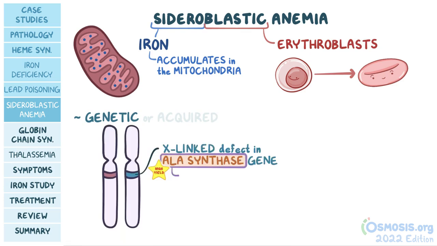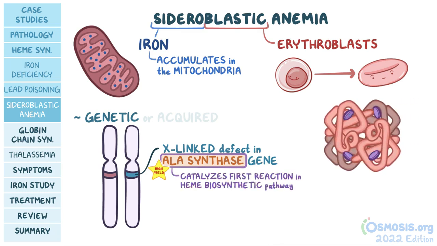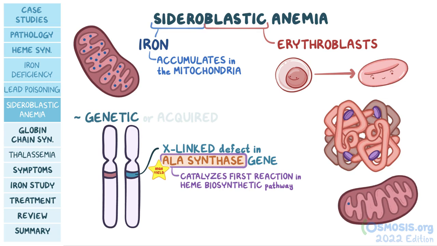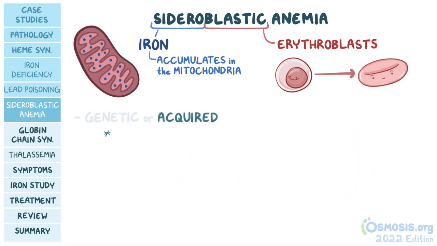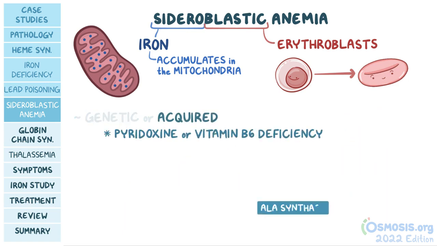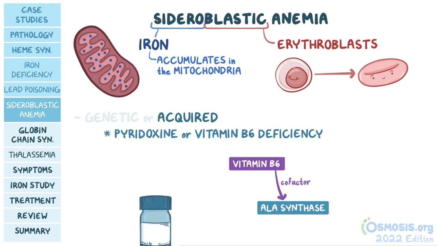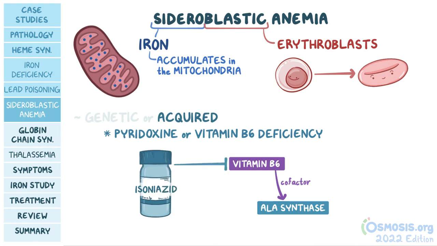ALA synthase normally catalyzes the first reaction in the heme biosynthetic pathway, and a defect in this enzyme prevents iron from being incorporated into heme, and it builds up in the mitochondria. The acquired causes include pyridoxine or vitamin B6 deficiency, since ALA synthase uses vitamin B6 as a cofactor. For your exams, vitamin B6 deficiency commonly occurs as a result of isoniazid, which binds and inactivates vitamin B6.